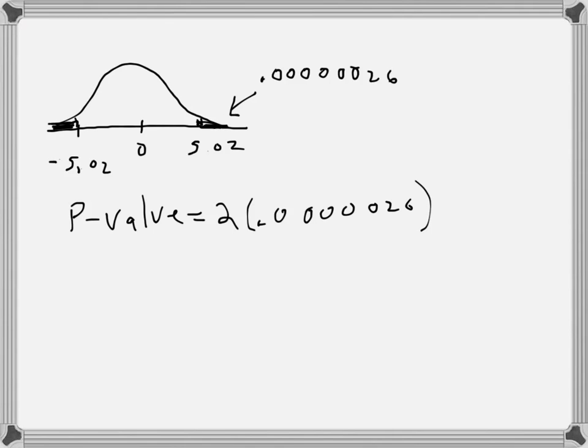Did I write enough zeros here? Something weird happened to my computer here. So that's going to be, let's see, a 0.0000000. Nope, not a 0.52.